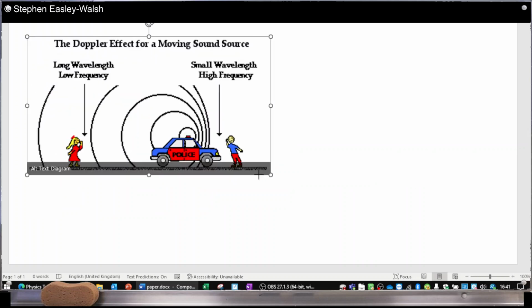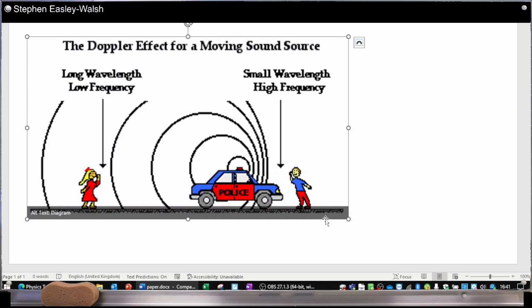So you can see what's happening here. This is the source, and it's moving relative to these two observers. This guy here will hear a higher frequency due to the smaller wavelengths. The crests are closer together because the source and the direction of propagation of the wave are in the same direction, so the crests get pushed together. Conversely, in the opposite direction here they get stretched apart, so it'll sound like a lower frequency due to the longer wavelength. So that's the type of picture I always picture in physics books when I'm picturing the Doppler effect.